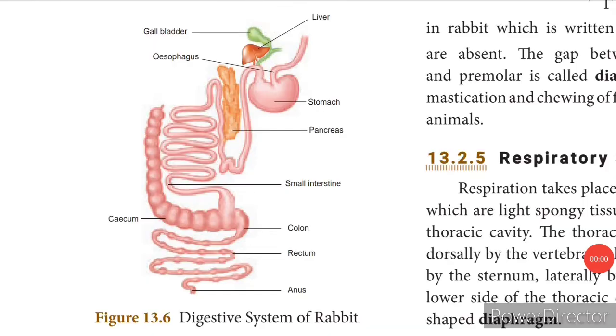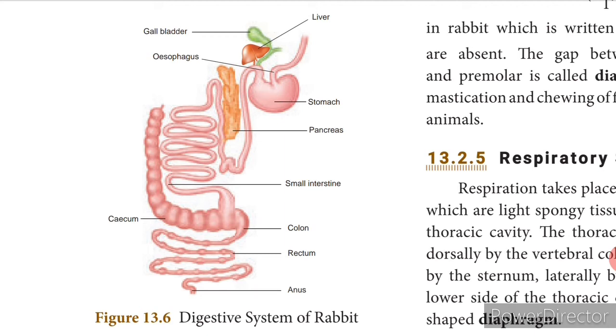Now we'll see about the digestive system in a rabbit. This digestive system consists of the alimentary canal and the digestive glands. The alimentary canal consists of the mouth. The digestion starts in the mouth. Mouth, buccal cavity, pharynx, esophagus, stomach, that leads to small intestine, cecum, large intestine, and the anus.